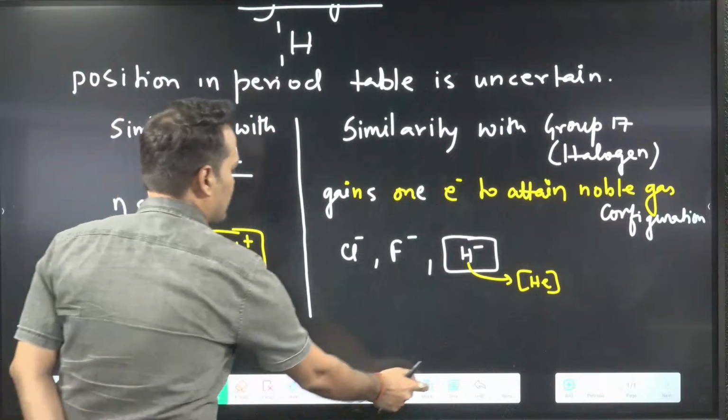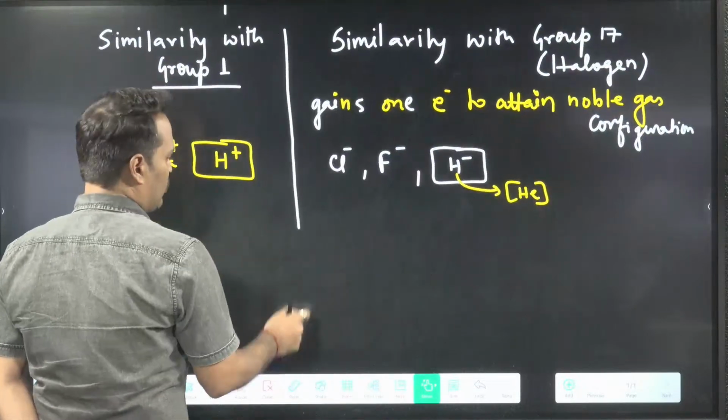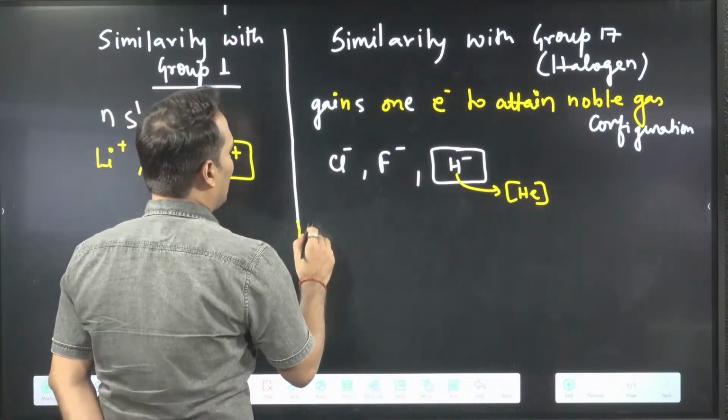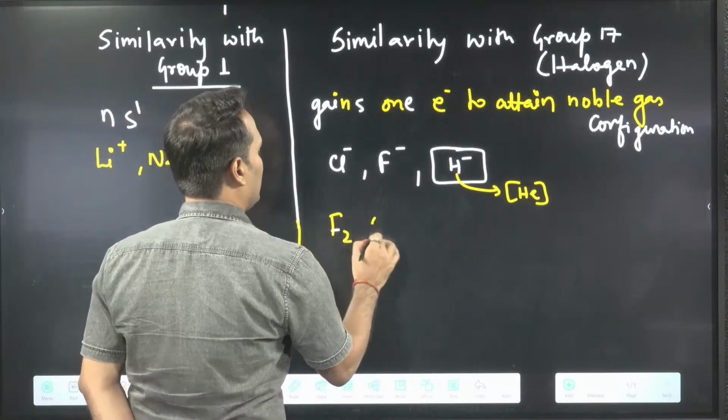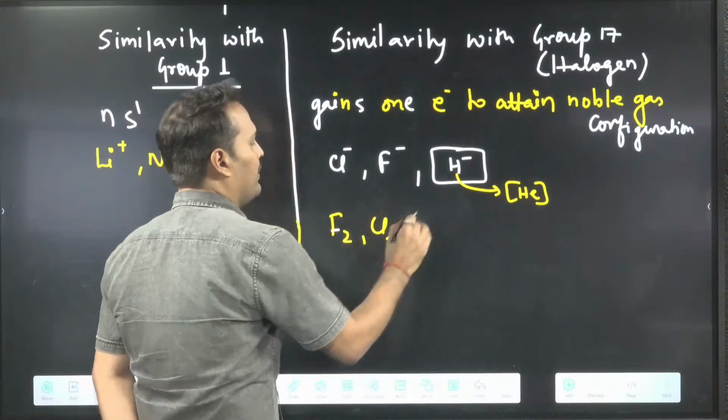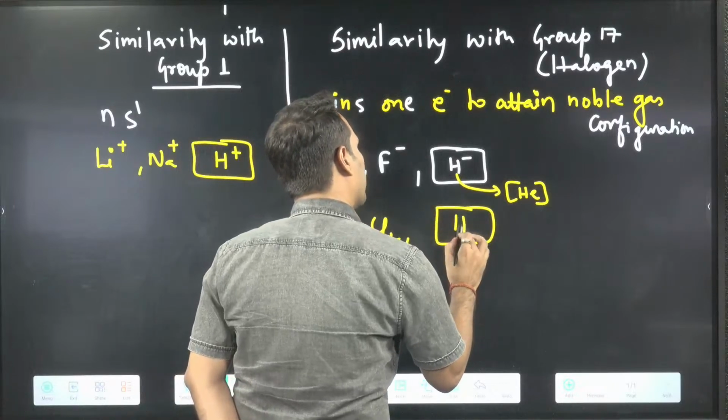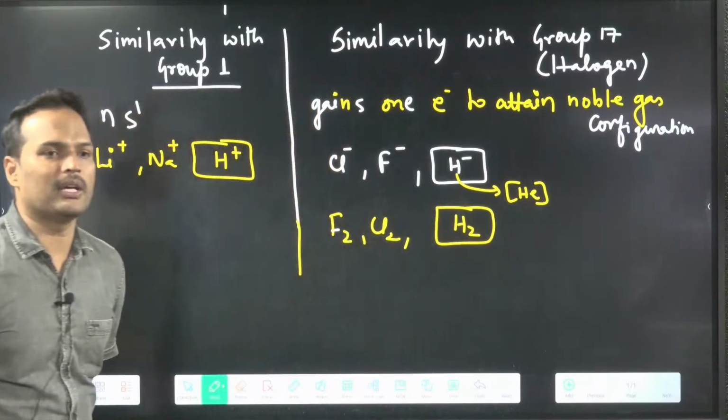One more similarity is with group 17. You know that all are present in diatomic form: fluorine, chlorine, bromine. Hydrogen is also present as a diatomic molecule.